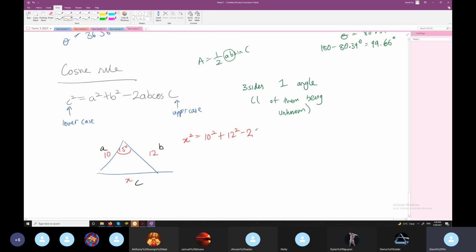Minus 2 bracket. a is 10, I can clearly see that. b is 12, I can clearly see that. Cos. Now, capital C means cos the angle, so cos 15. Another way you can remember this is that this angle should always be opposite the side that you're trying to find. So X squared equals 10 squared plus 12 squared minus 2 times 10 times 12 times cos 15.